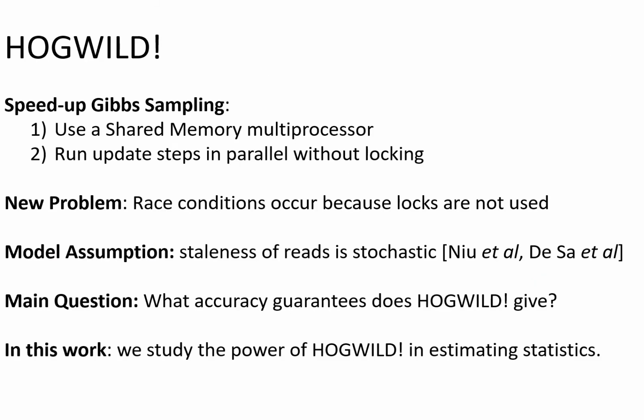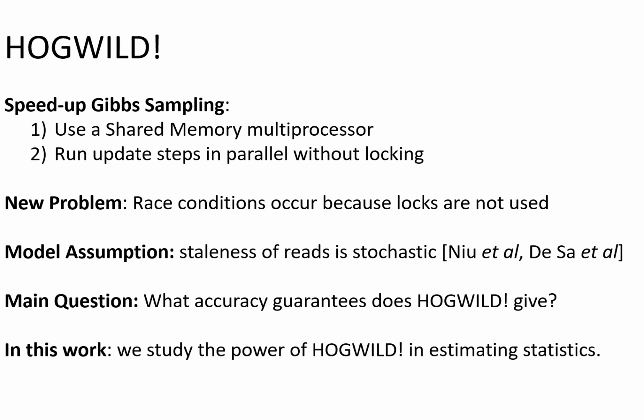The HOGWILD paradigm is targeted at exactly that. The HOGWILD algorithm speeds up Gibbs sampling by running update steps in parallel on a shared memory multiprocessor. To ensure a high throughput of operations, the algorithm runs in a lock-free manner. However, the lock freedom gives rise to race conditions. In particular, stale reads can occur when a process overwrites memory that another process is using. This brings the correctness of the algorithm into question.